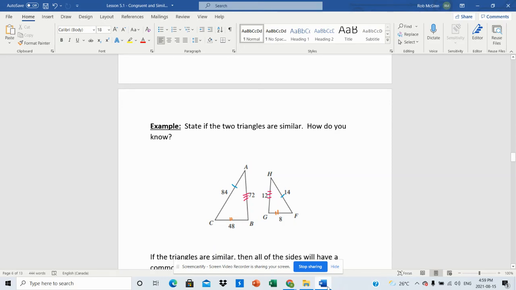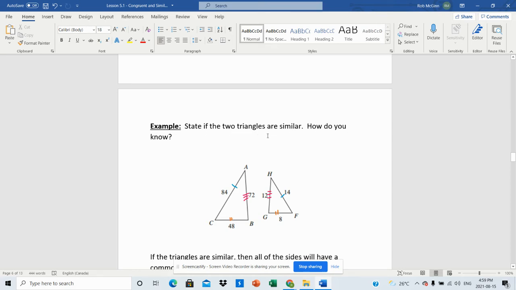Welcome back to lesson 5.1 on congruent and similar triangles. In this video, we're going to go through some examples of similar triangles. So, here's our first example. State if the two triangles are similar.